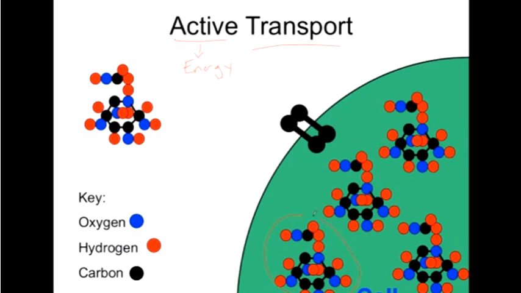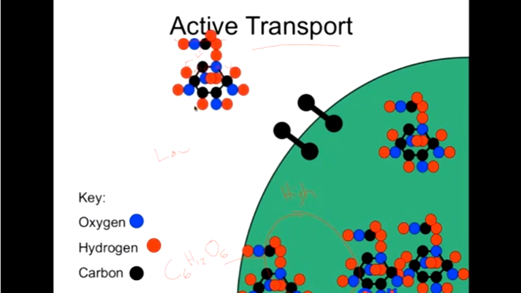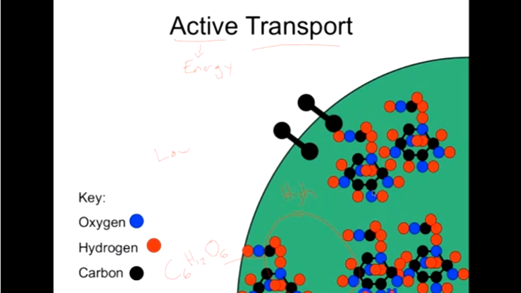Now these molecules are a lot bigger. If we're to count these up, this would be C6H12O6, which is glucose. And in this case, we have a high concentration in the cell and a low concentration outside of the cell. But often your cell needs sugar. So what will happen here is this molecule will move from a low concentration to a high concentration.